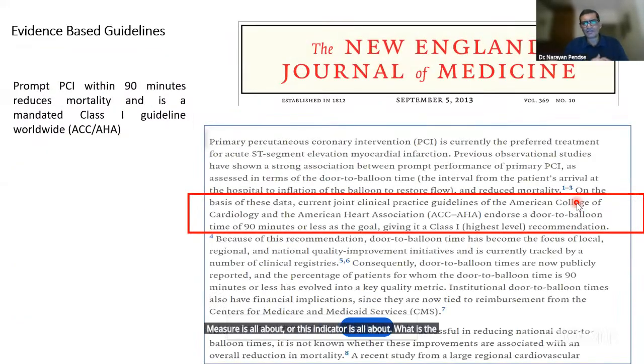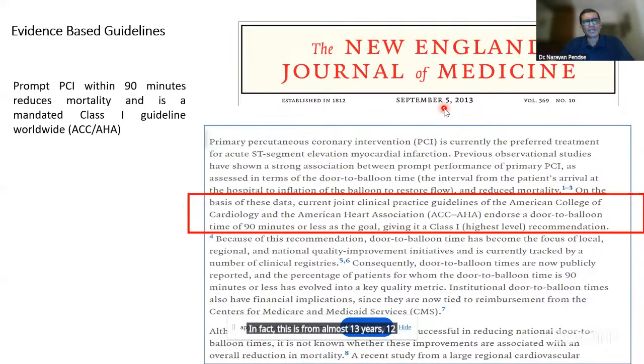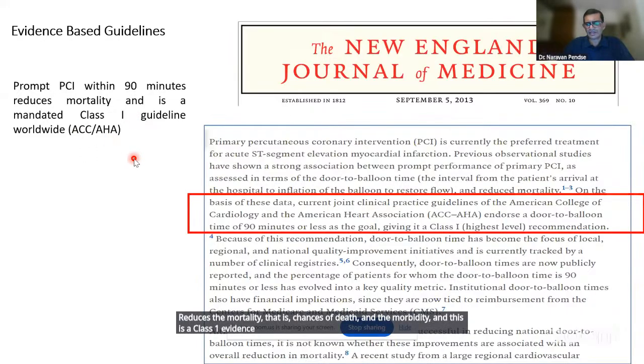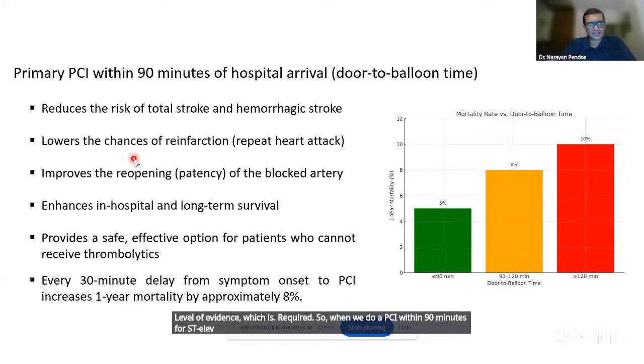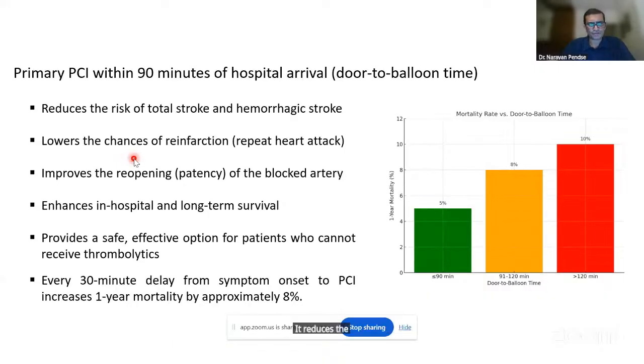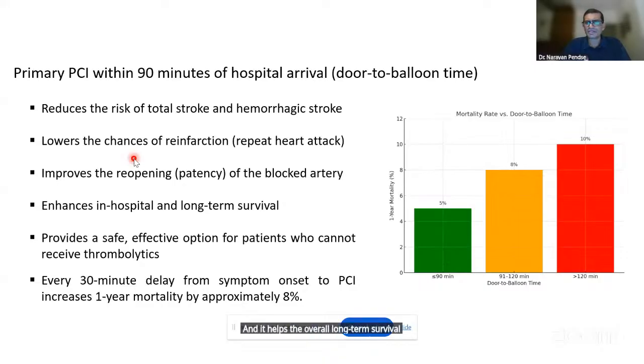What is the evidence for this? Well, there is plenty of evidence for this and it has been around for a long time. In fact, from almost 12 or 13 years ago, prompt PCI within 90 minutes reduces mortality, that is chances of death, and morbidity. And this is a class 1 evidence guideline, which is the highest level of evidence. So when we do a PCI within 90 minutes for ST elevated MI cases, it reduces the risk of overall stroke, it lowers the chances of repeated heart attacks, etc. And it helps the overall long-term survival, that is, better patient outcomes.